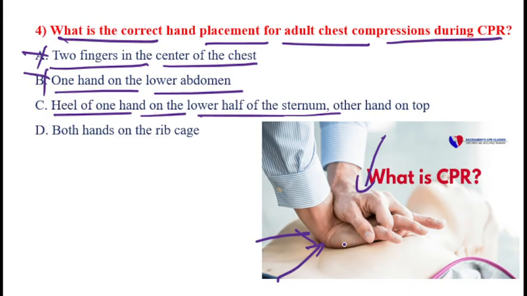The heel of one hand is placed on the lower half of the sternum, and on top of this hand another hand is placed. The fingers should be interlocked and the elbows should be locked. The elbows should not be bent. So this is the correct hand technique. Both hands on the rib cage is also a wrong option here. So option C, the heel of one hand on the lower half of the sternum and the other hand on top, is the correct answer here.